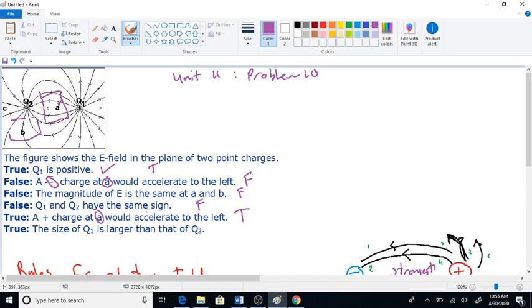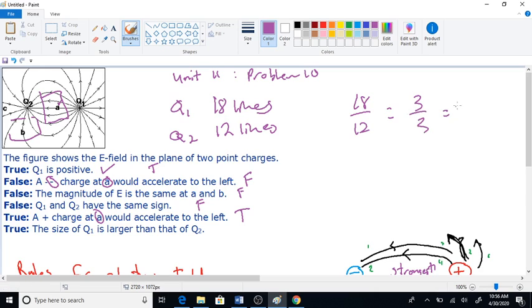The size of Q1 is larger than that of Q2. We'll count the lines. 1, 2, 3, 4, 5, 6, 7, 8, 9, 10, 11, 12, 13, 14, 15, 16, 17, 18 if I didn't miscount. So Q1 has 18 lines attached to it. Q2 has, and it's clearly less, but we can count 1, 2, 3, 4, 5, 6, 7, 8, 9, 10, 11, 12. 12 lines in Q2. So Q1 is definitely bigger. How much bigger? 18/12 bigger, which is 1.5 times as big, if you want to call it. It doesn't ask for that, but it's 1.5 times bigger.